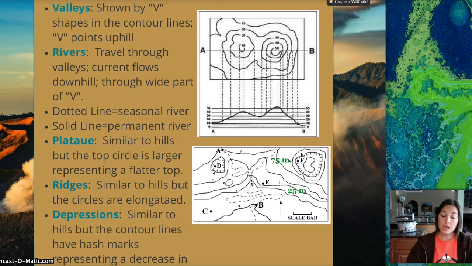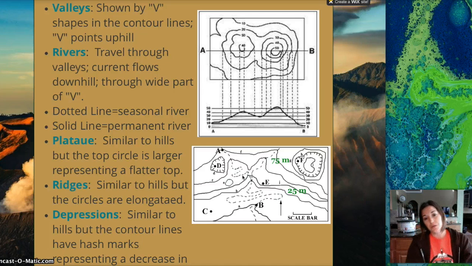Now, a river can be recognized on a topographic map by lines running through the valleys. Now, this particular line is a dotted line, which is important. That means that that river is only a seasonal river. It's only there during the rainy season, and when it's not raining, then there probably won't be a river there. If it was a solid line running through the valleys, then that would represent a permanent river, one that is there all year long. And so you need to be able to recognize the direction of river flow.